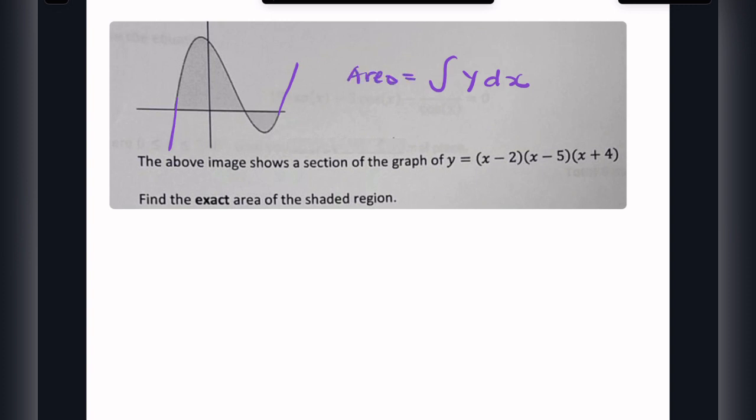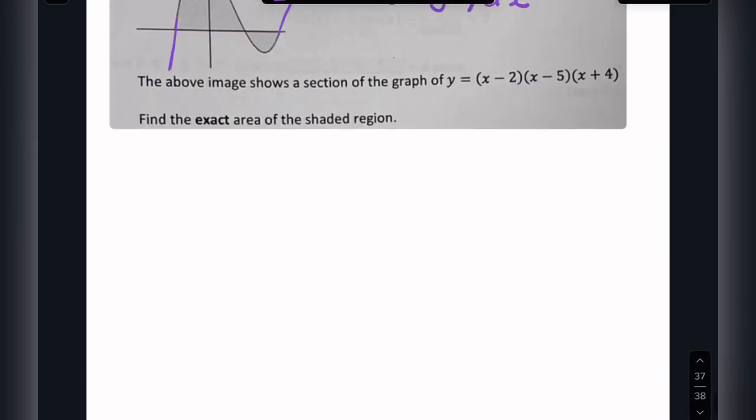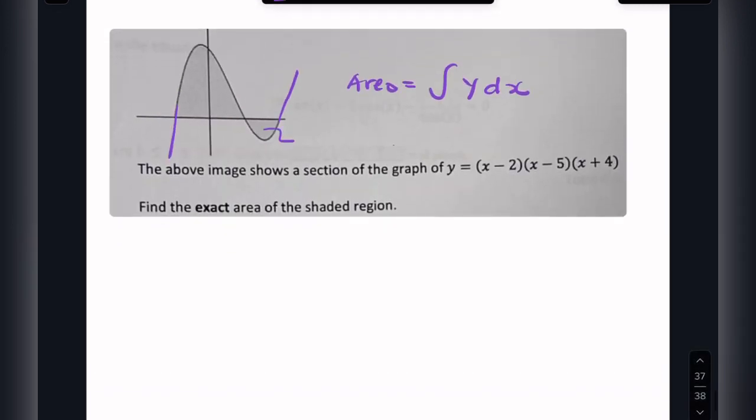But to find the area, you would need to know the limits of your integration. So you'd need to integrate from the start point to the end point to include all of this in your area. But notice you have this section of the shaded area that's below the x-axis. So we expect the area here to be negative. So this is likely to be negative, or it will be negative. Whereas this area here is going to be positive.